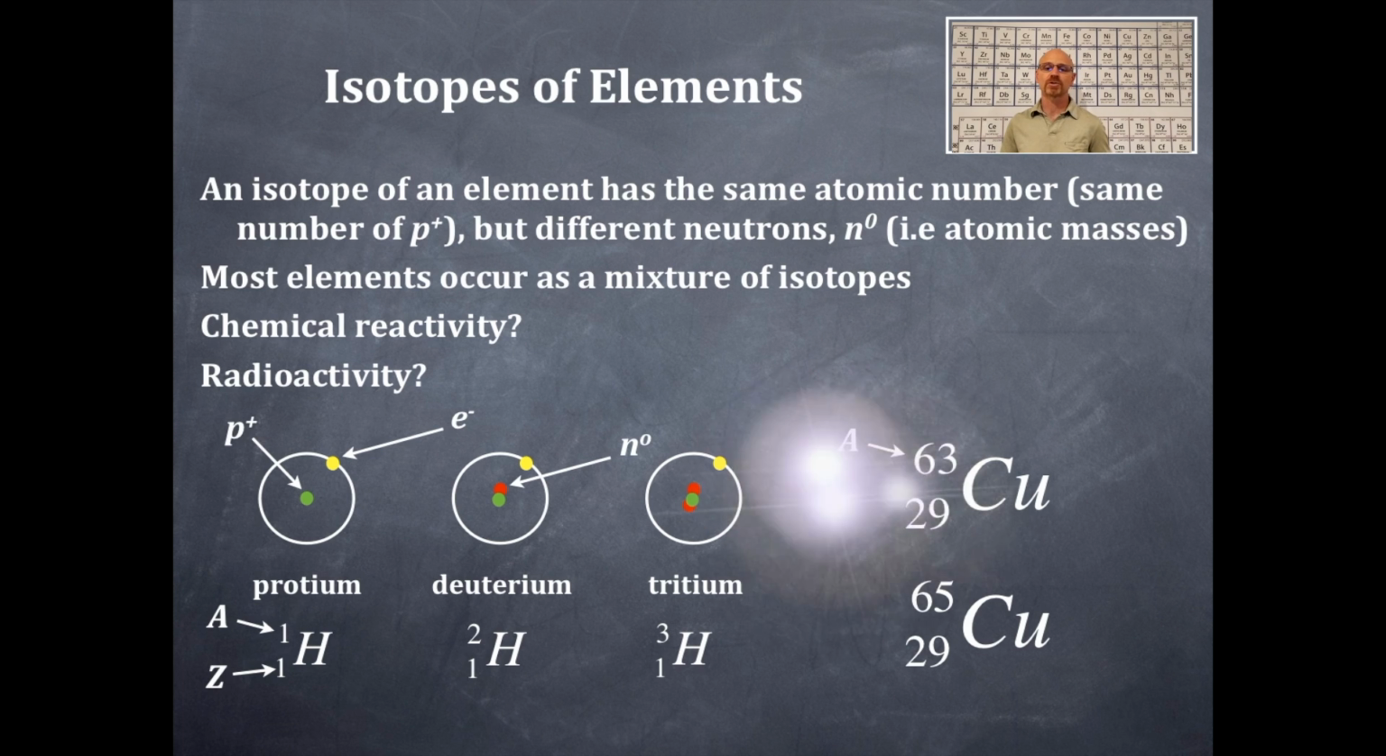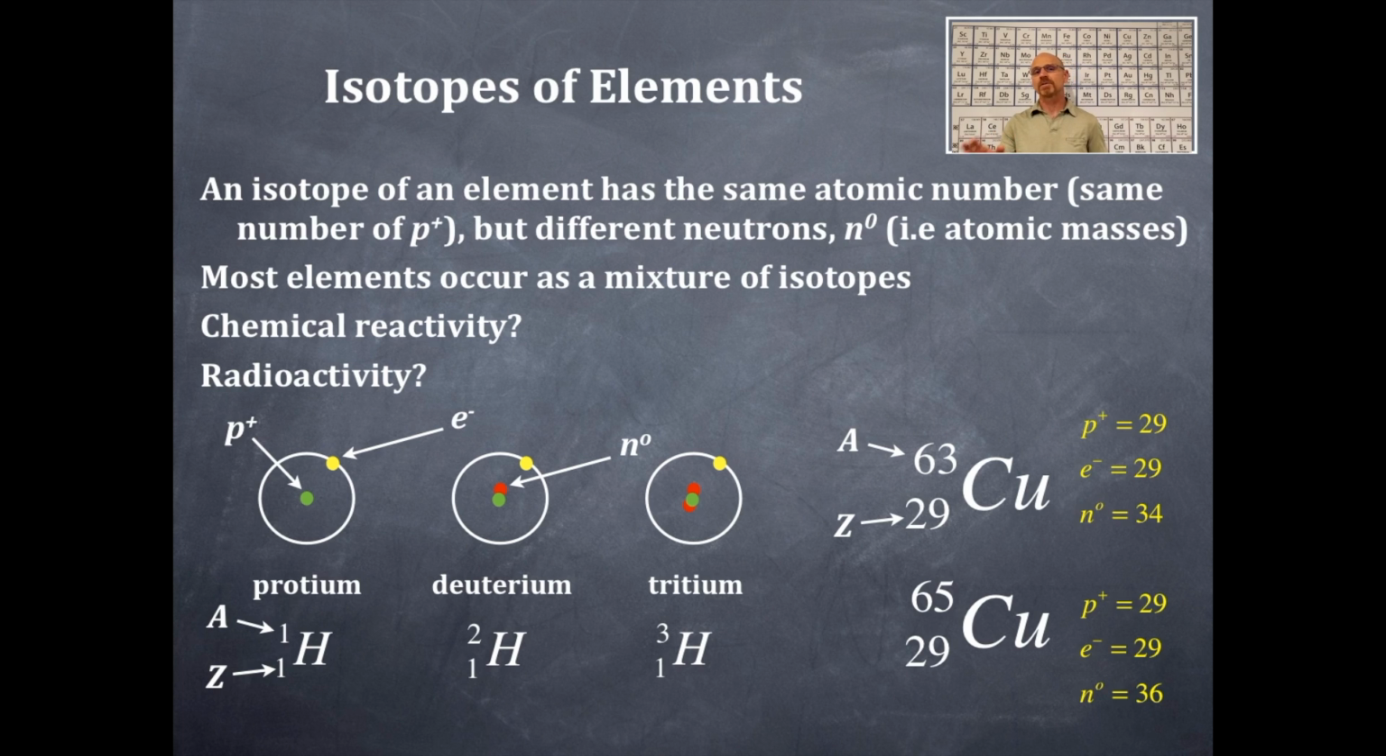You should see that this is the A, the atomic mass, that is the sum of the protons and the neutrons, and this is the Z, that is the atomic number, the number of protons. In fact, since these are neutral elements, it's also equal to the number of electrons. So here I've delineated the number of protons for each, that's 29. The number of electrons for each is 29 as well, because they're both neutral. Now, copper 63 has only 34 neutrons, where copper 65 has 36 neutrons. Hopefully you see that there's a difference of 2 neutrons. That's why the mass differs by 2 as well.